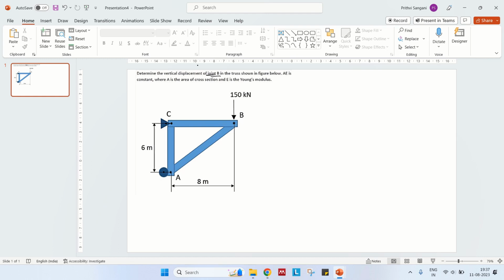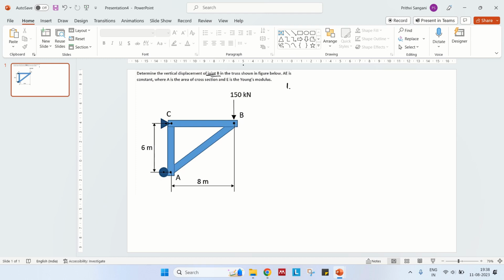We'll first solve the real truss system. Real truss system in the sense we have some external loads, 150 kilonewtons. What do we mean by solving? We'll find the internal forces, which are nothing but the compression and tensile forces in each truss member, and we'll find out the deformations for each truss member. That is the first part. The second part is we'll apply a unit load in the direction of the displacement which we are interested to find.